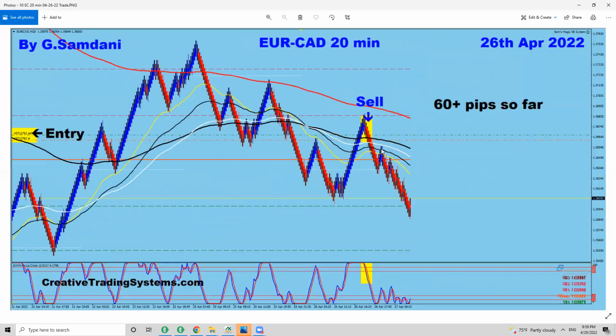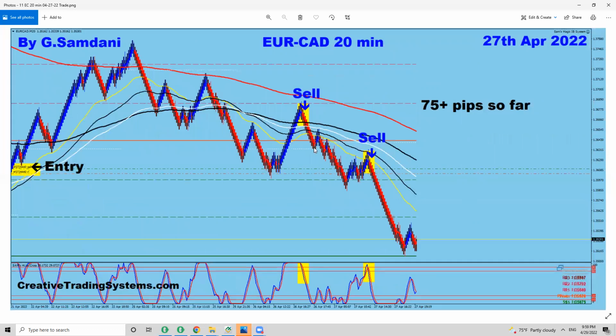On the 26th here, again, it was coming down, EURCAD. You see why EURCAD was going down? CAD was getting strong. So this is the first one on the 26th for 60 pip. Then on the 27th, this is the first one I closed. Then again, we gave the entry, so I took that one here, sell order, and the next day, the 27th, it went down again for 75 pip.